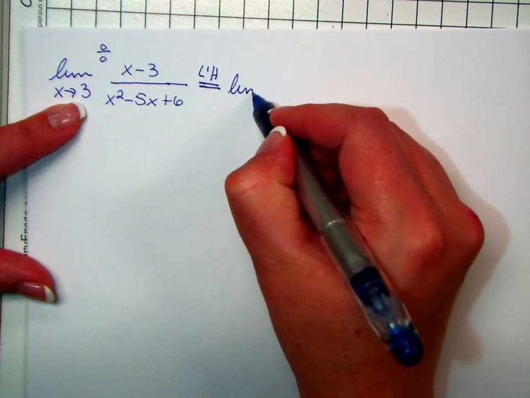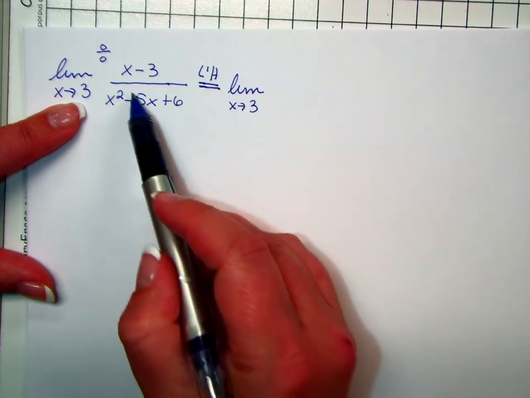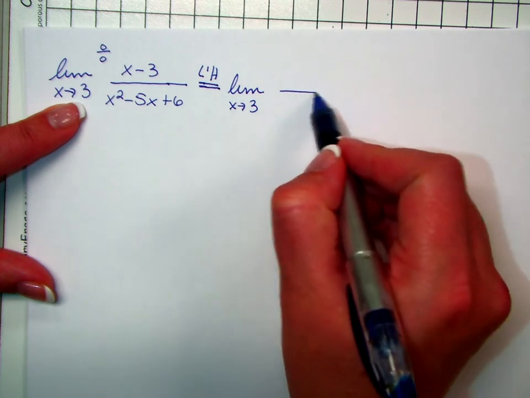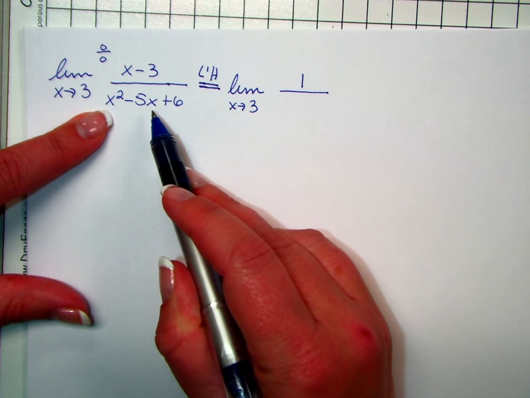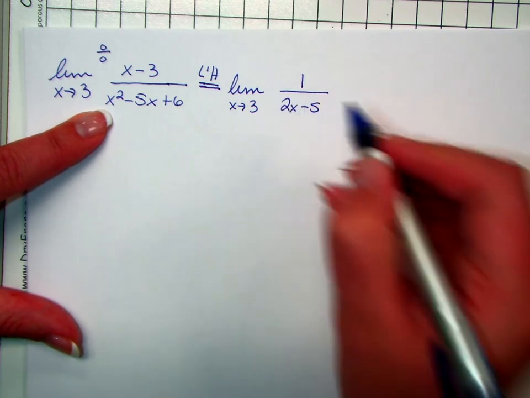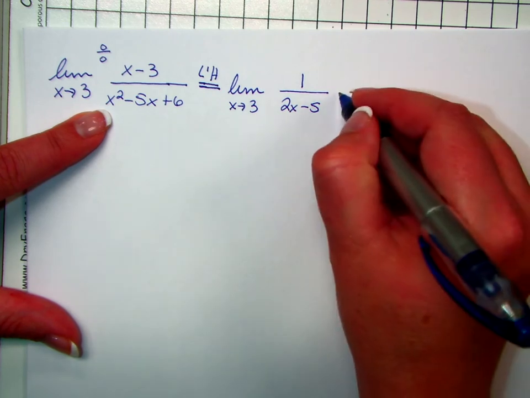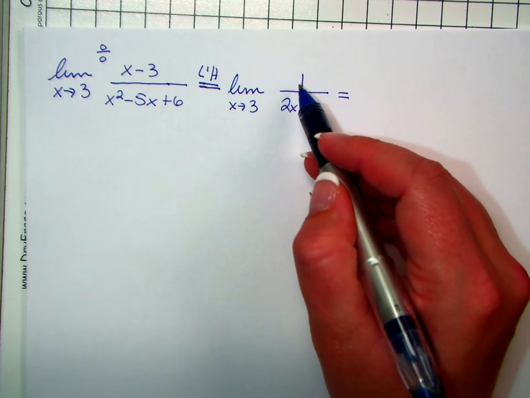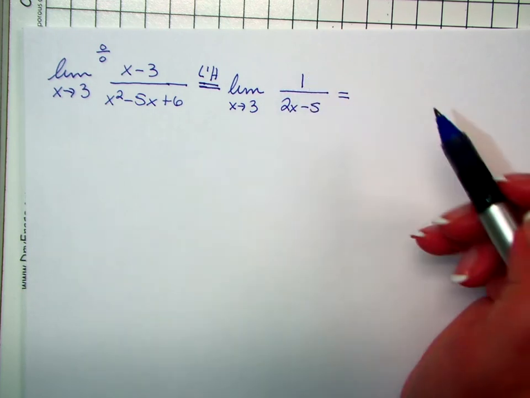And L'Hopital's rule says that it's equal to the limit as x approaches 3, and then I'm just going to differentiate the top. Right? The derivative of x minus 3 is 1. And the derivative of x squared minus 5x plus 6 is 2x minus 5. Right? So what happens here is now that we have a constant up top, it's no longer indeterminate, right? Anytime we get a constant, we have a determinate form.